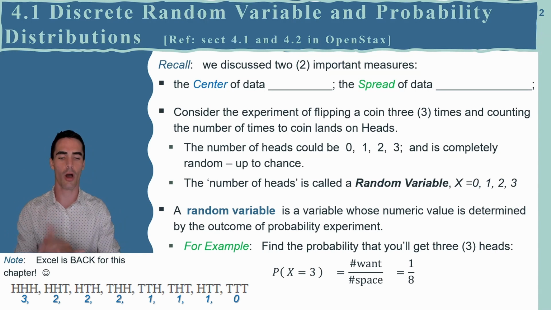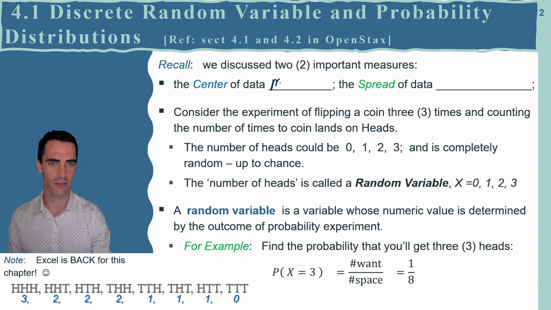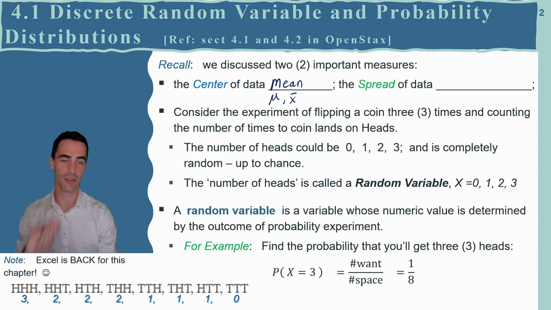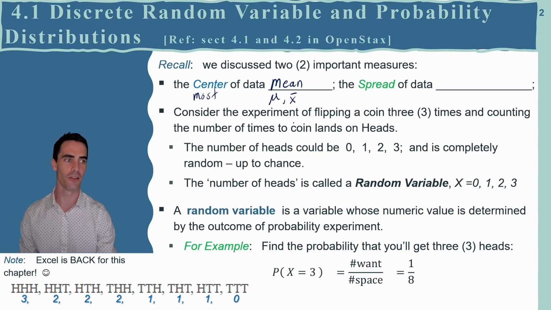So one thing that we'll recall from the past is we talked a lot about this idea of center of data, which we often referred to as the mean. And we had two different characters to represent the center. We had this mu character and x bar. We'll talk about the difference between them in a minute. Again, center, we like to think of where most of our data is located.